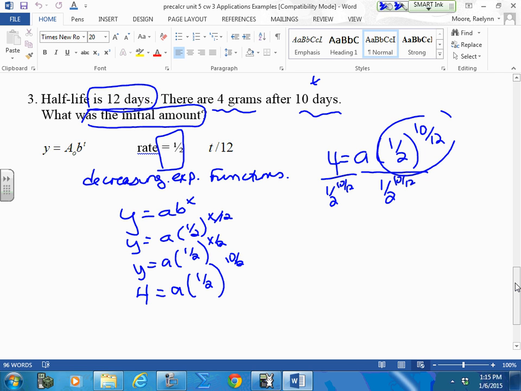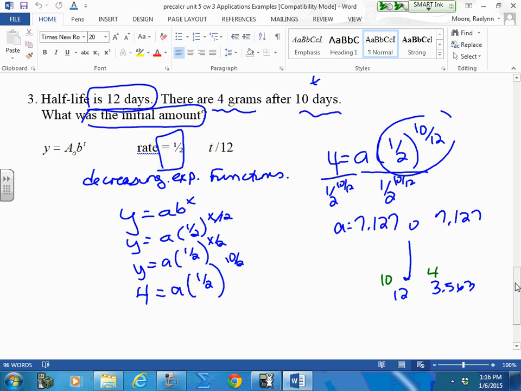What did you get, Ben? 7.127. Okay, let's see if Ben is right. If we started at 7.127 at the 0, after 12 days, what should I have? What's half of this? Give me half of that. 3 point something. Okay, so 3.563. Now, we have, after 10 days, 4. Ah, that looks right, doesn't it? Yeah, so we're decreasing down to its half-life. It's a very good way to check.